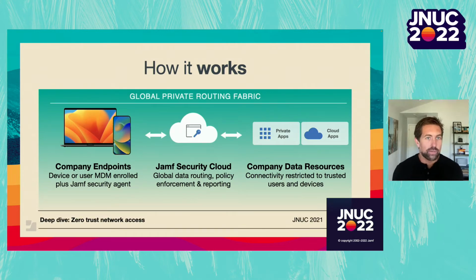Ultimately, what this results in is something really cool. It's what can best be described as a global private routing fabric. What it basically does is shield your organization's devices and applications from outside attack, and it creates a path for only your sanctioned and safe devices to connect to your most sensitive company data resources. Anyone outside of that routing fabric can't even see your most sensitive applications, even if they are on the public internet. So check out my session from last year to learn more about how Jamf connects your company endpoints with corporate data through our Zero Trust network access technologies.